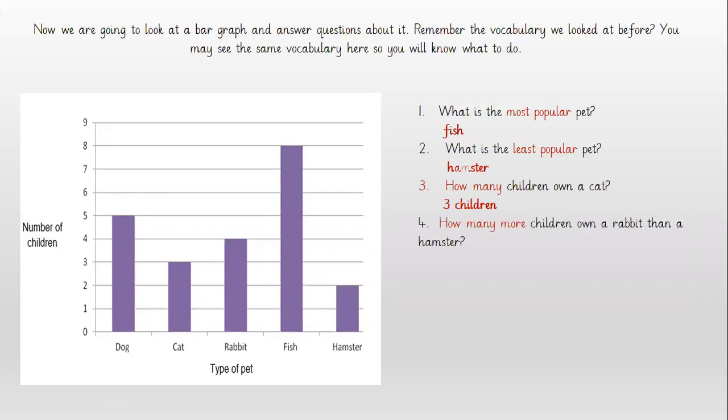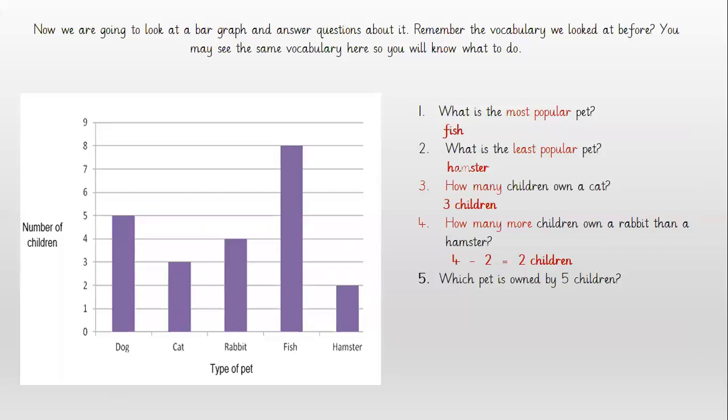Number 4, we come to this question that we've asked before. How many more children own a rabbit than a hamster? So I need to look at how many children own a rabbit, and I can see that's 4, and I know that 2 own a hamster. So the question, how many more, is telling me to take away. So I'm going to say 4 take away 2, and that means 2 more children own a rabbit than a hamster.